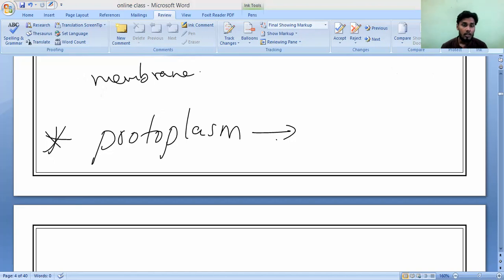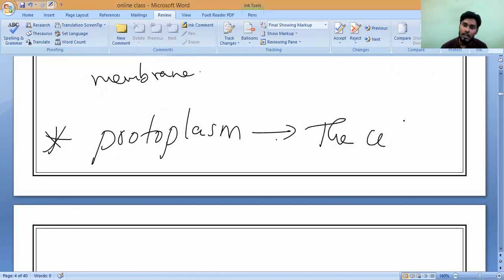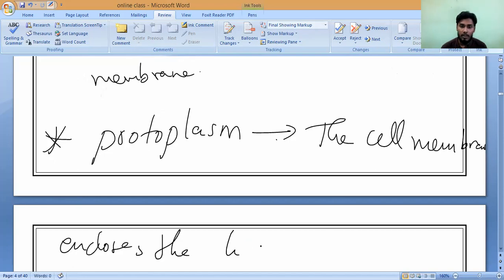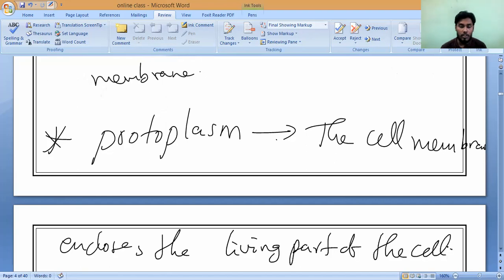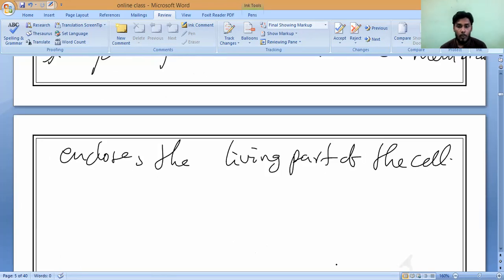Write it. The cell membrane encloses the living part of the cell. That is what we call protoplasm. Very, very important. It will come in 10th class also. Understand? So, this cell membrane.